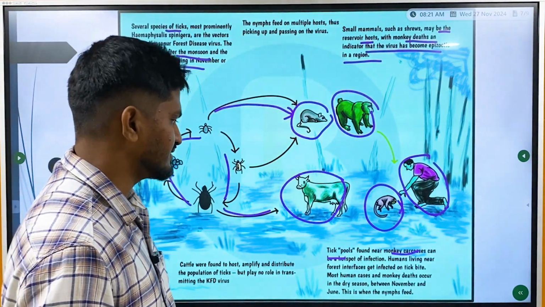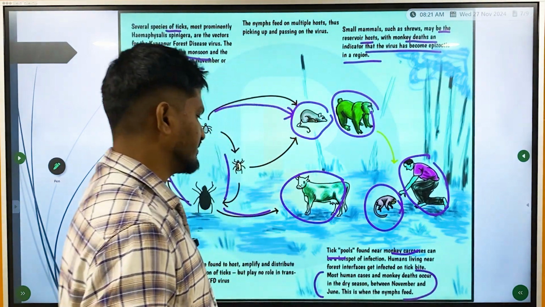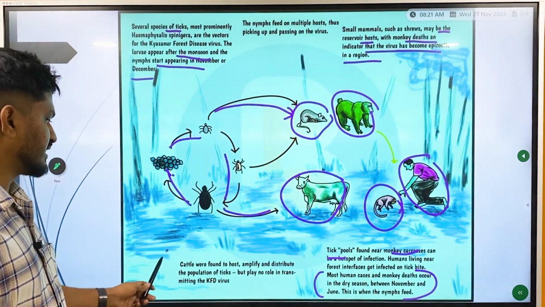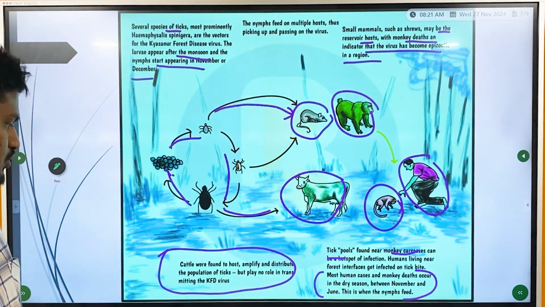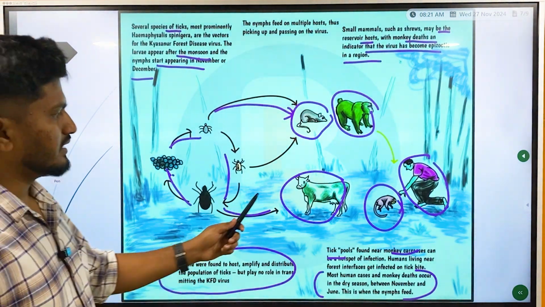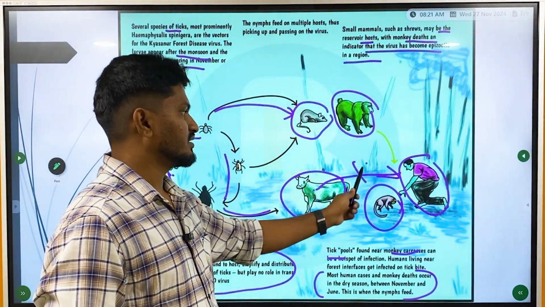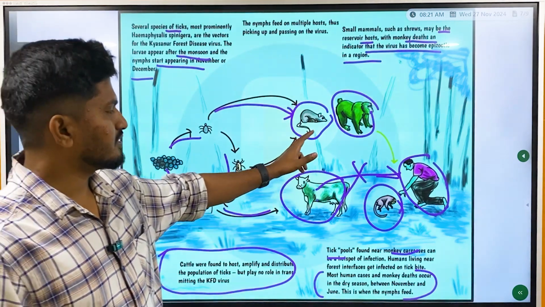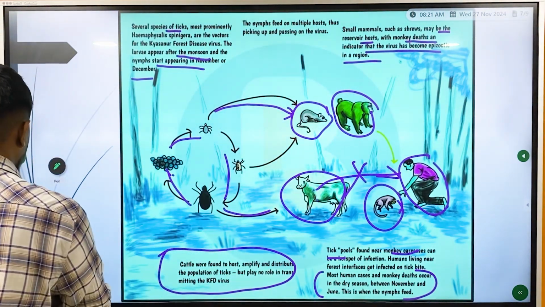Most human cases and monkey deaths occur in the dry season between November and June, and this is when the nymphs feed. So it is a post monsoon phenomenon. Cattle were found to host, amplify, and distribute the population of ticks, but play no role in the transmitting of KFD virus. This is very important. Though it gets infected, it doesn't result in the infection to human beings. The infection to human beings is mainly a result of tick bites or from coming in contact with these animals. Okay, this is about KFD.